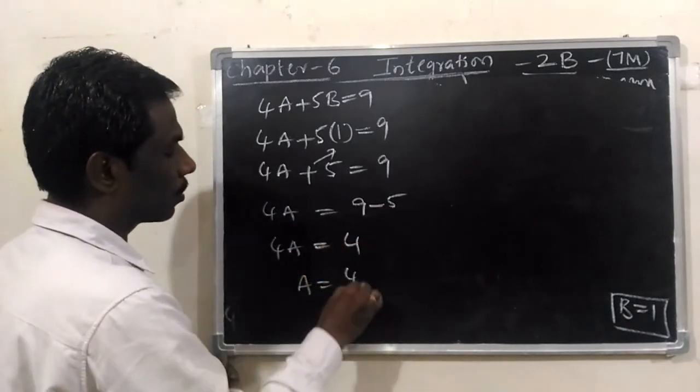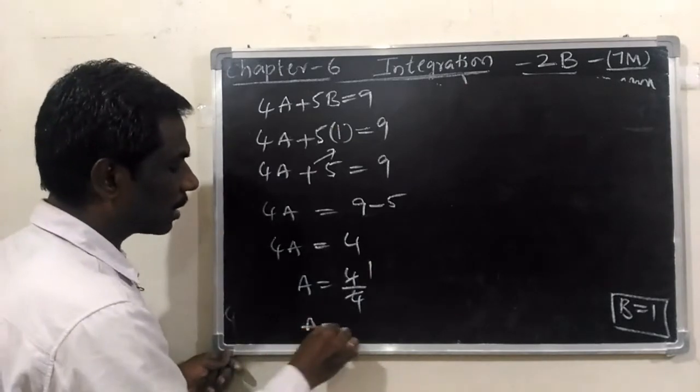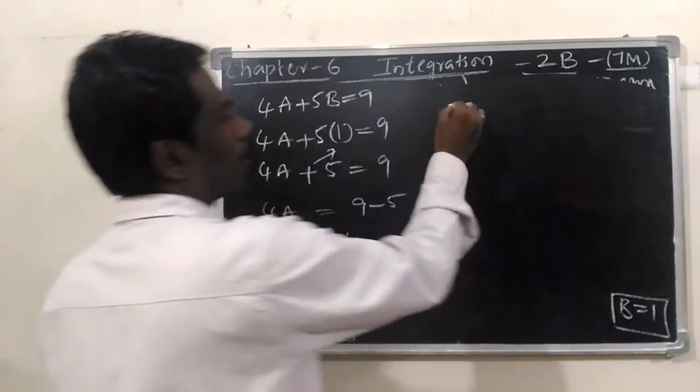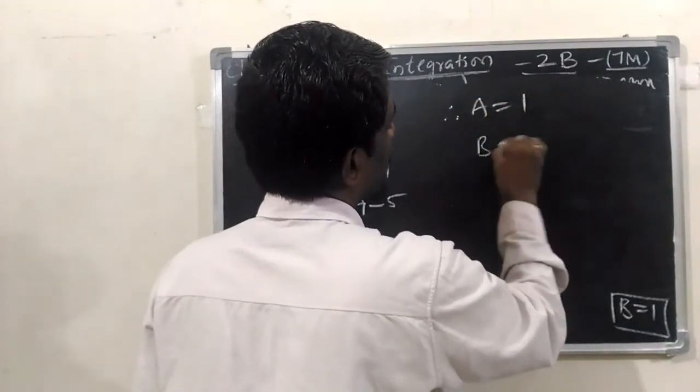So a is equal to 4 by 4. Cancel one time. a is also 1. So therefore a is equal to 1 and b is equal to also 1.